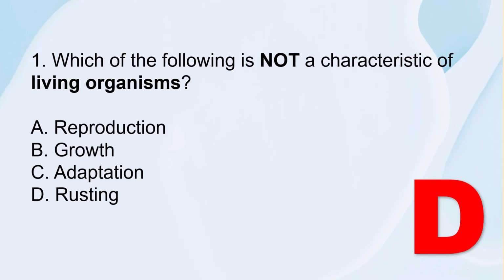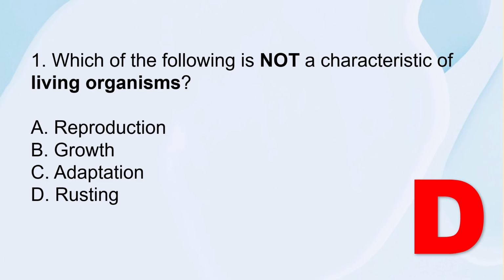Alright, so the correct answer is letter D. Rusting is a chemical process affecting metals, which is not a trait of living things. So rusting is not a characteristic of living organisms. All letters A, B, and C are characteristics of living organisms.